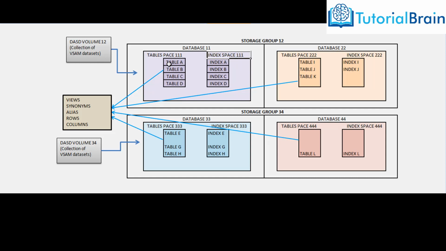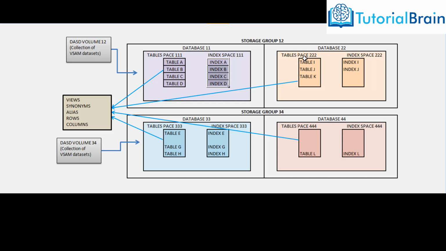In this table space, we have table A, table B, table C, and table D. That means in a table space, we have multiple tables. So it can be one or more tables. And in index space, we have indexes which point to the tables. So you have index A, index B, index C, and index D.